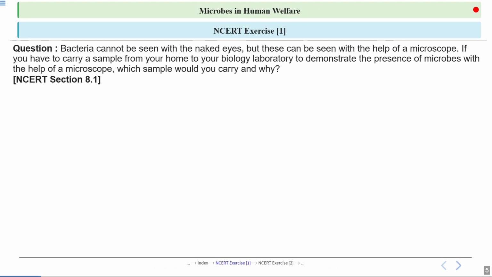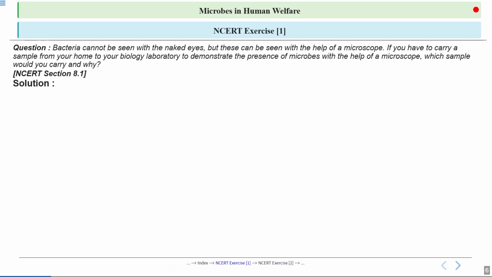Let's begin with the first question. The first question is, bacteria cannot be seen with naked eyes, but these can be seen with the help of a microscope. If you have to carry a sample from your home to your biology laboratory to demonstrate the presence of microbes with the help of a microscope, which sample would you carry and why? For more information, you can read NCERT section 8.1. So let's have a look at the answer.